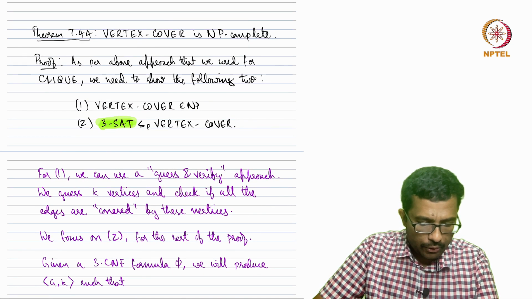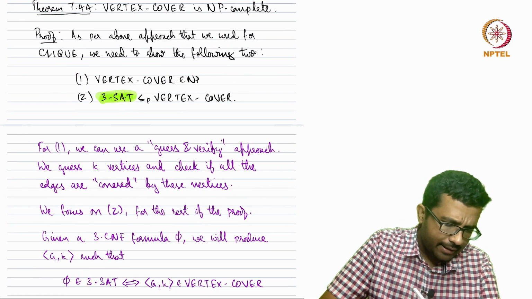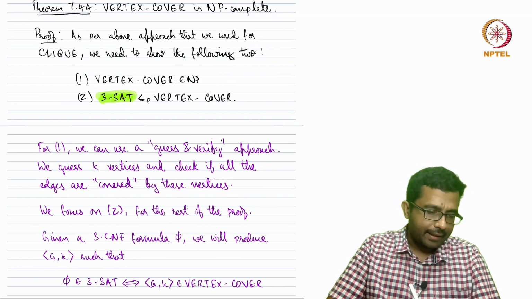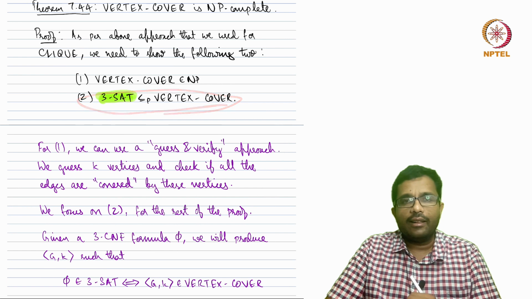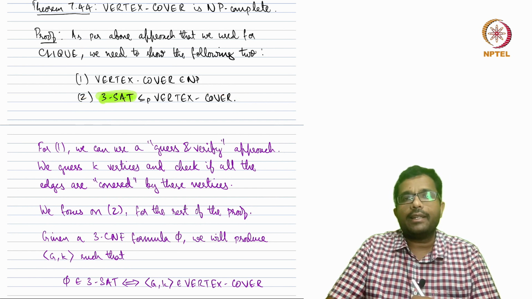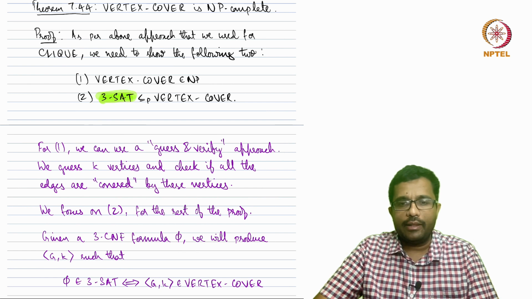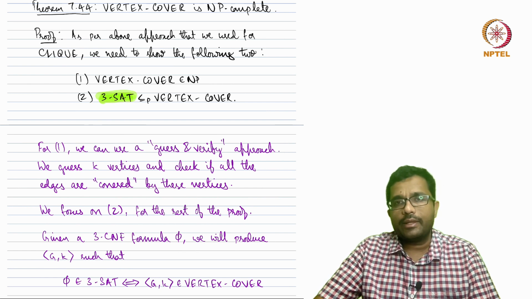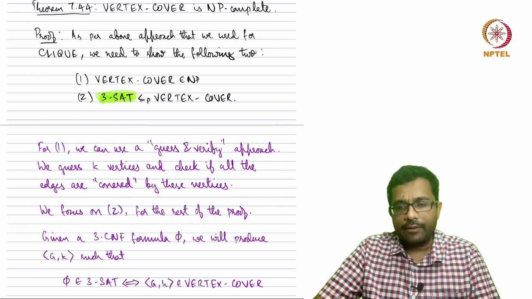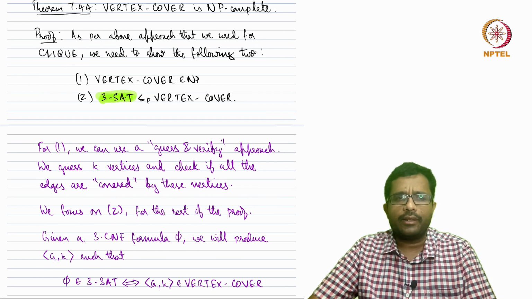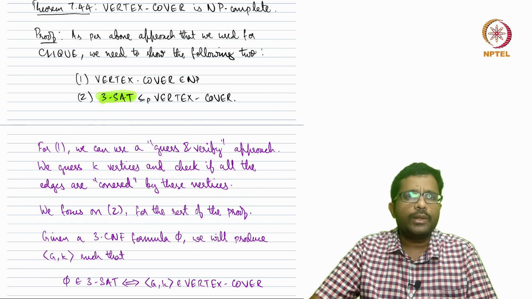Okay. So the first part is easy. Vertex cover is in NP, and usually the hard part is the second part, to show that an NP complete language reduces to the vertex cover. If you are trying to show that a language C is NP complete, reduction from a known NP complete language to C is usually the harder part. To show that C is in NP is usually easier.